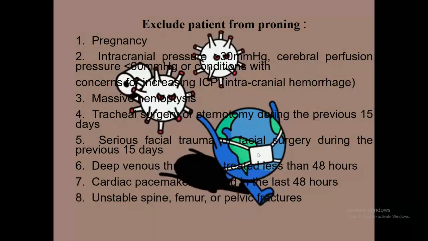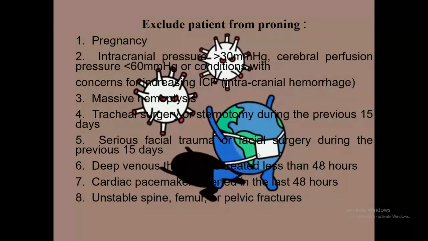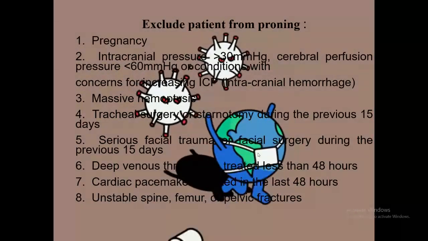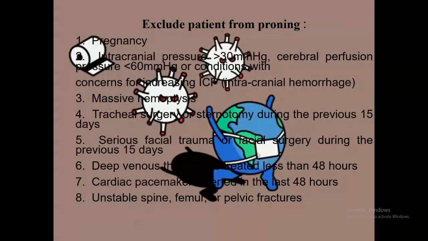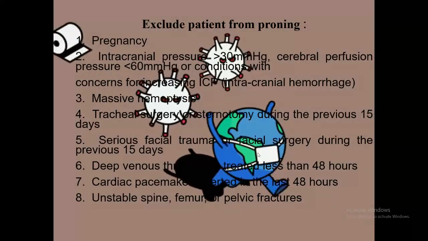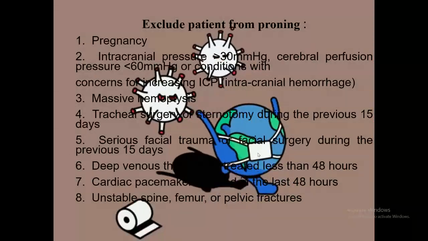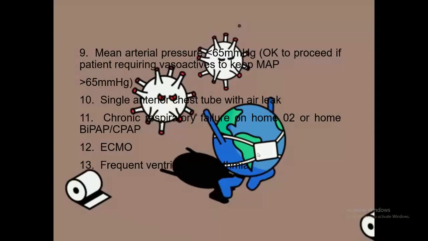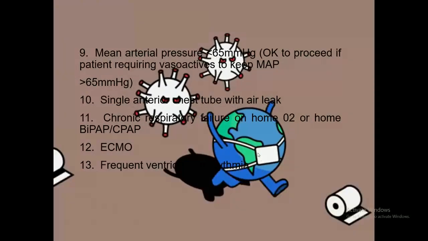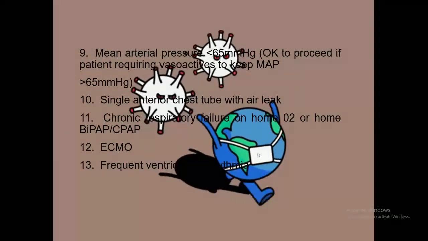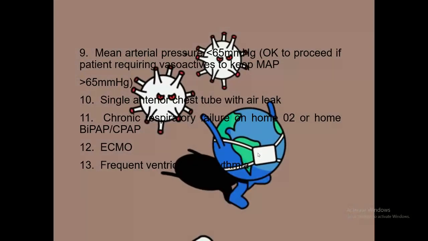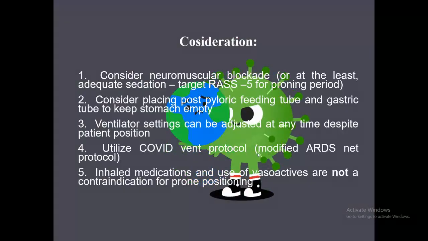There are some situations in which we have to exclude prone, including pregnancy, increased intracranial pressure more than 30, cerebral perfusion pressure less than 60, massive hemoptysis, tracheal surgery, sternotomy, facial trauma, cardiac pacing in the last 48 hours, unstable spine fracture, femur and pelvic fracture, and severe shock on a very high dose of vasoactive drugs to maintain hemodynamics. Also if the patient is started on ECMO, or has frequent ventricular arrhythmia.